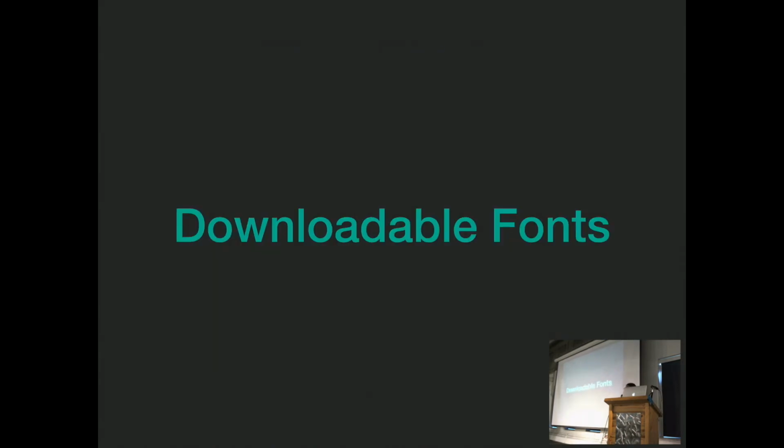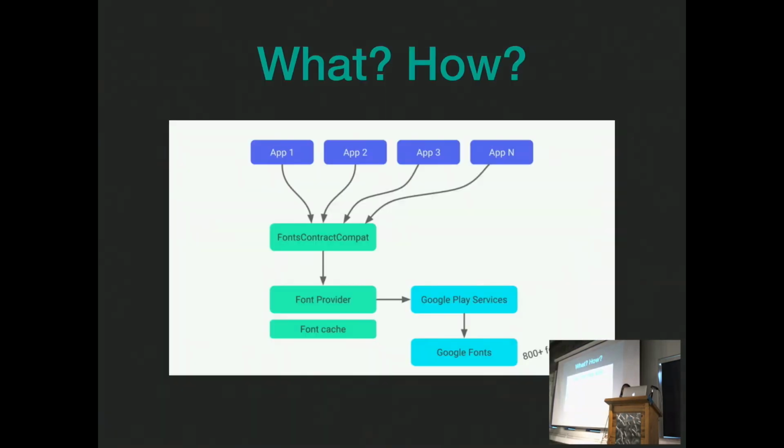The next topic, downloadable fonts, also makes it really easy for us to use custom fonts. So what is it? Essentially, apps can now share font files with each other. So different apps can now request a font from a central font provider application using the FontsContractCompat API. And what this font provider does is it looks into the font cache to see if it has the font. If it does, great. If it doesn't, then it simply downloads it from the internet, caches it, and gives it back to whatever apps need it.